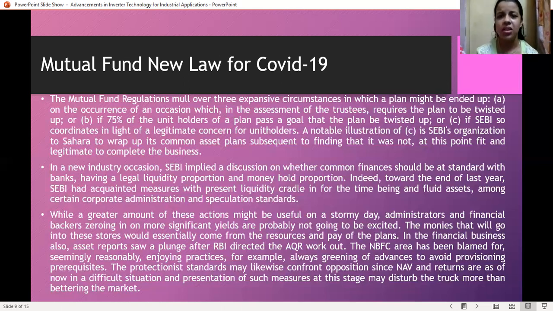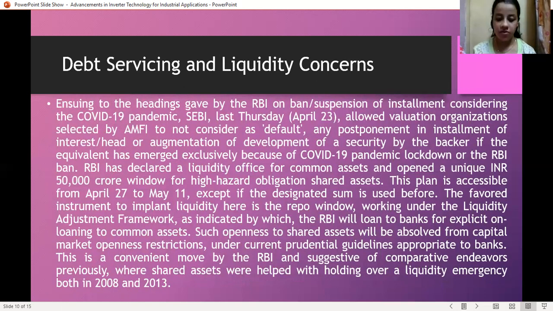These are the new laws that have been coming out, keeping in mind that mutual funds are really facing losses, and it is also a sector that people are getting used to and benefiting from. So the government has brought three new laws for this, which include debt servicing and liquidity concerns.